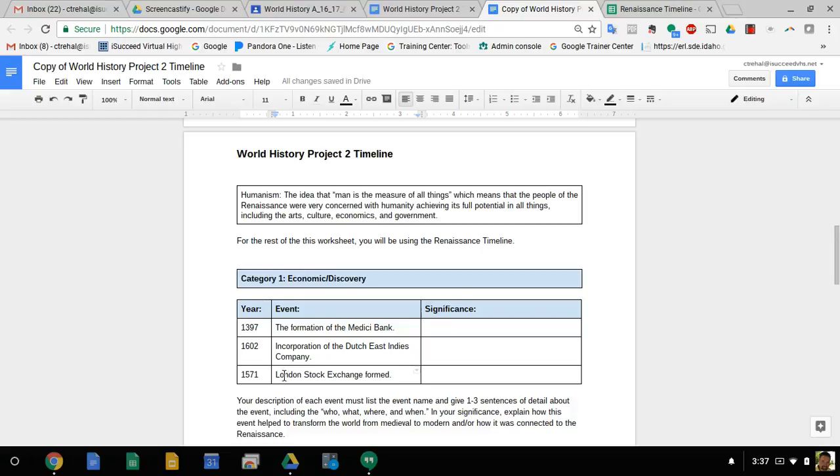Okay, now I'm not done here, not even with the definitions. So the first thing I'm going to do is I'm going to look up Medici Bank.